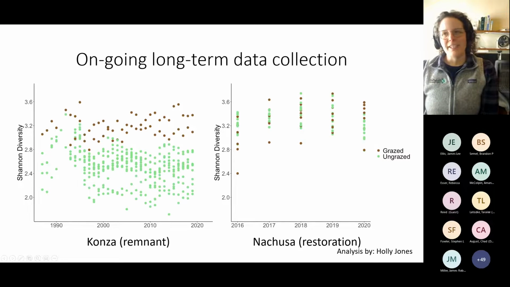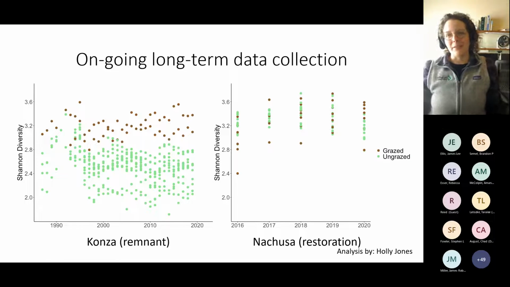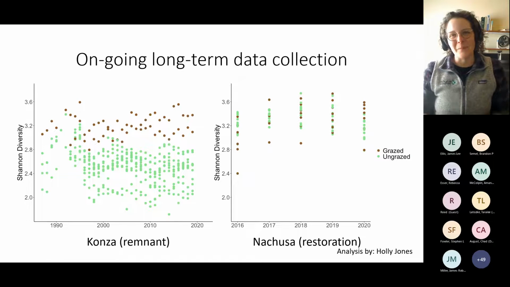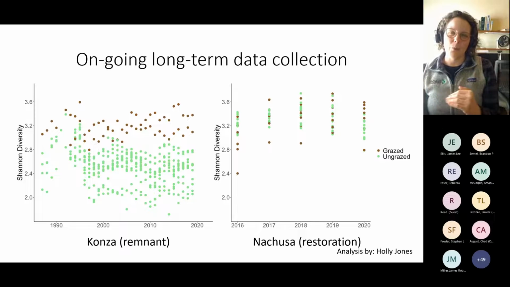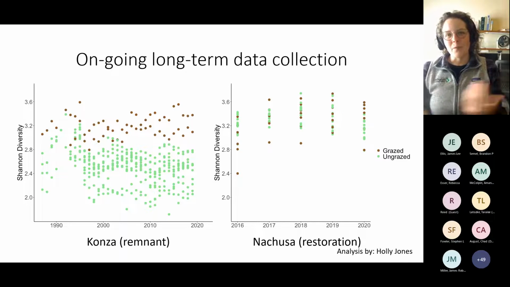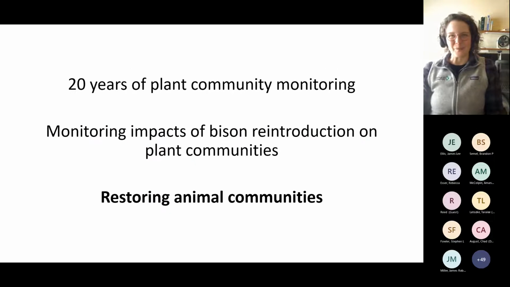We are, of course, interested in seeing how this might pan out over the long term. Kanza has a beautiful 30-year data set on their bison grazing, and they saw that trend become more and more distinct across those 30 years. And so we're hopeful that over the next 10, 15, 20 years at Nachusa, we'll be collecting the data, and if we see any patterns emerge over time, I'll be excited to come back and tell you about those in the future.